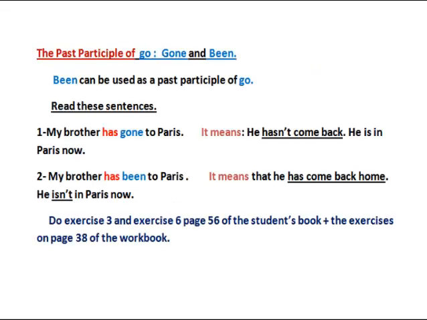Now look at this, the past participle of to go. We've got gone and been. See that been can be used as a past participle of go.